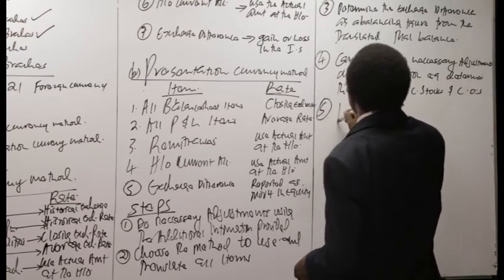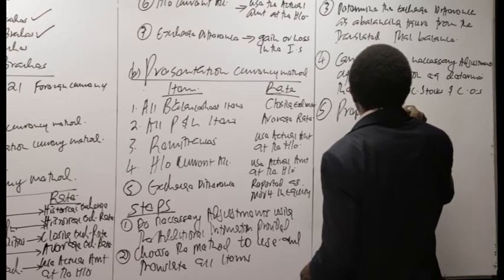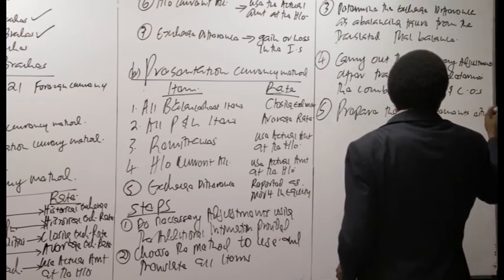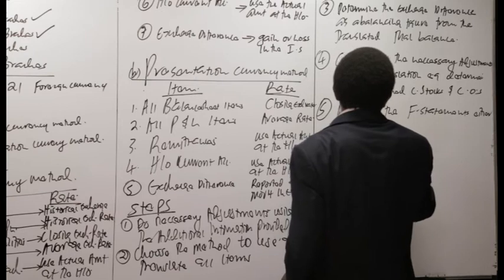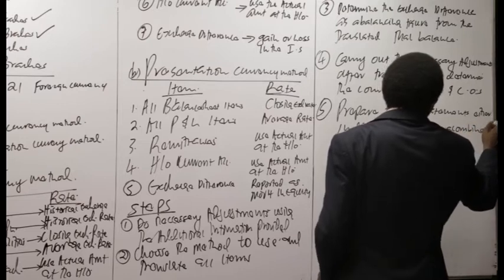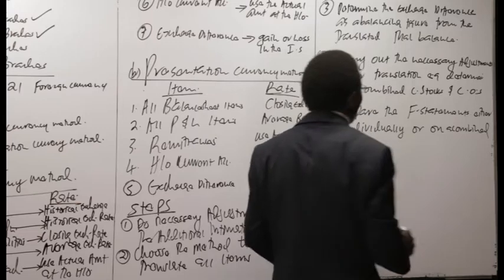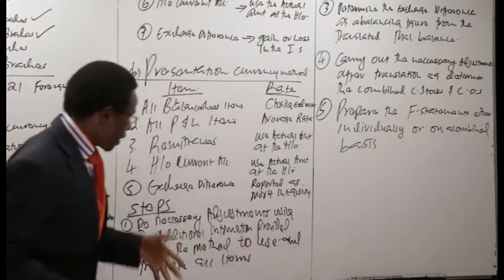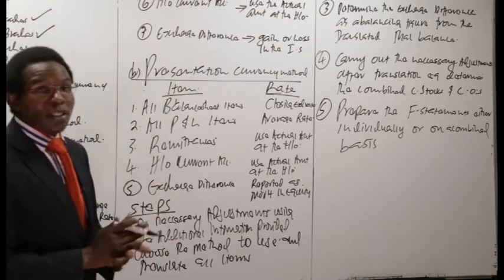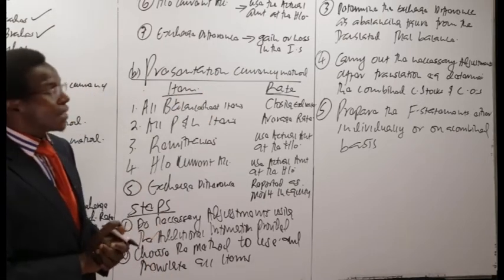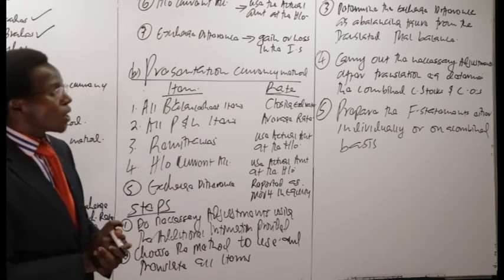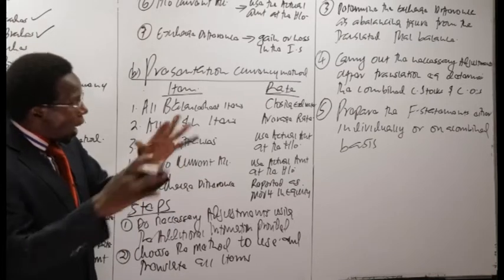Then 5, prepare the financial statements either individually or on a combined basis. So that's exactly what you need to do. You need to do the necessary adjustment. You translate using the required method. You determine the exchange difference. Then you carry out the necessary adjustment after translation, like determining the combined closing stock and the combined cost of sales. Then you prepare the financial statements either individually or on a combined basis.